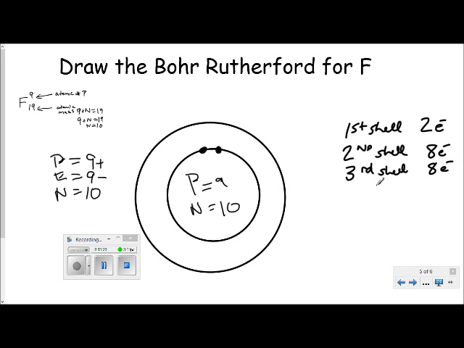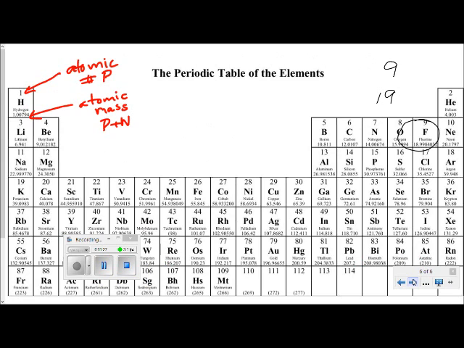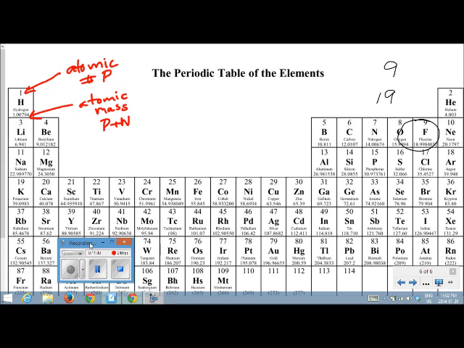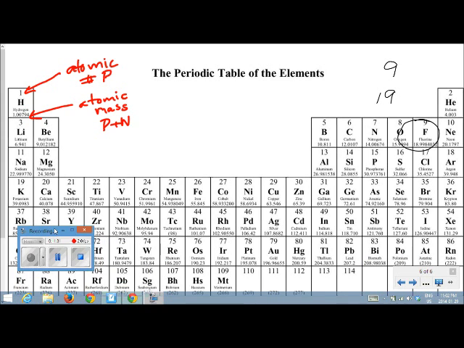And you can do this on the periodic table. If we look at the periodic table, we can show all the Bohr Rutherfords up to calcium. You'll learn in grade 12 why we stop at calcium, but we can only do Bohr Rutherfords up to calcium, and then it doesn't work anymore. So we only really deal with 3 shells, okay?